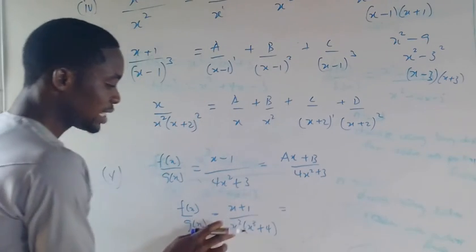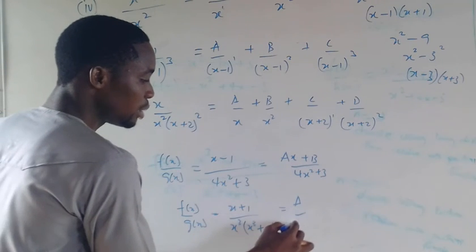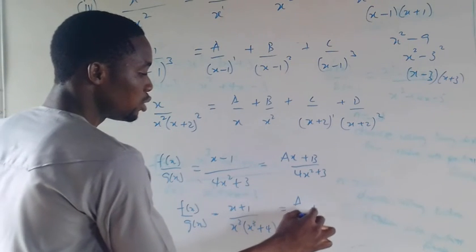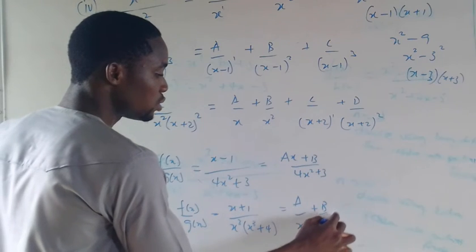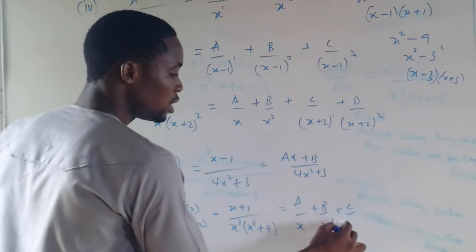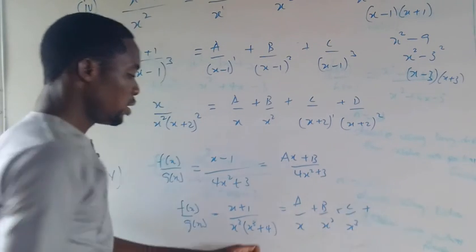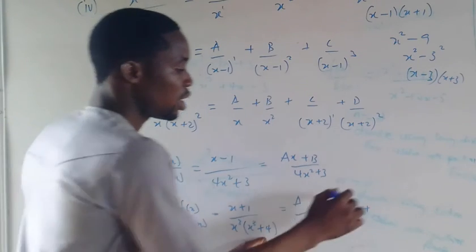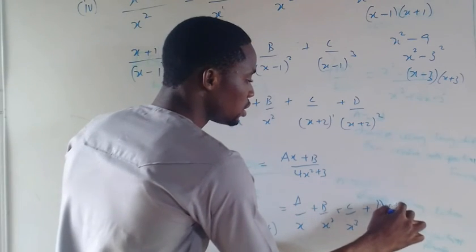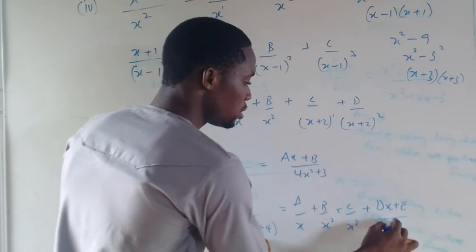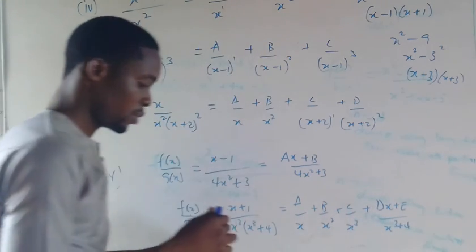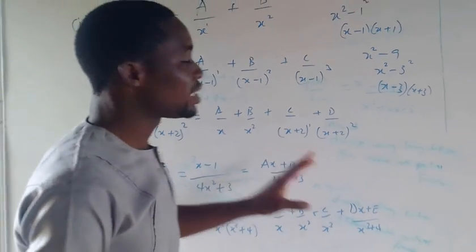How will I express this? Starting from here, I have A over the initial power of x cubed, which is x to the power 1, plus B over the next power x to the power 2, plus C over x to the power 3. Then plus, for this one, this is not factorizable, I'll express that as Dx plus E over x cubed plus 4. Now those are the ideas you need to answer any question in partial fraction.